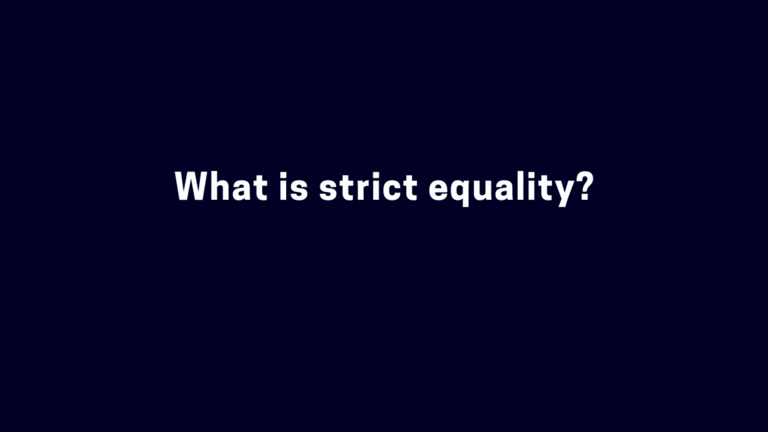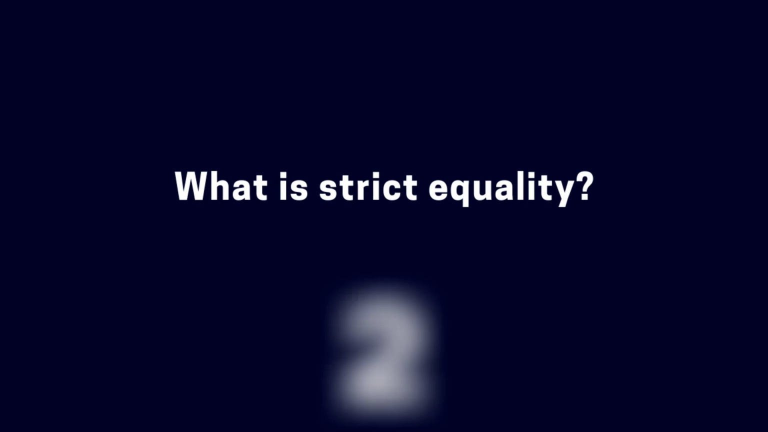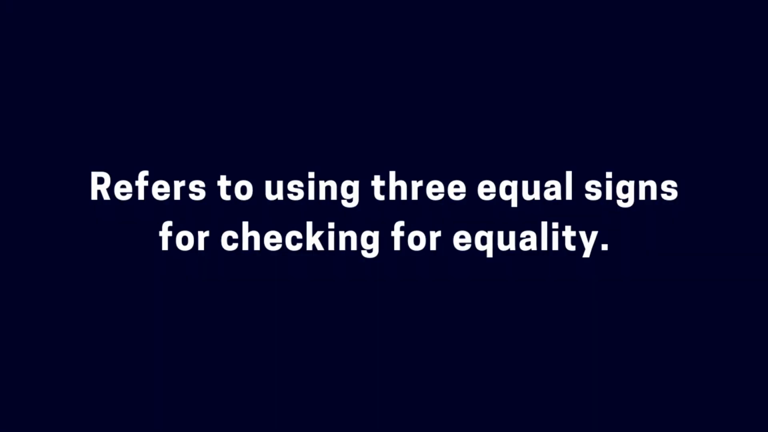What is strict equality? Strict equality refers to using three equal signs for checking for equality. This will return true if the values are equal and of the same data type.